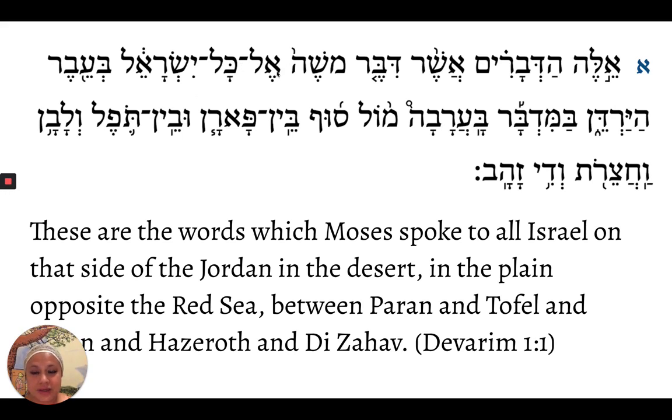Okay, then we have an aleph. And the aleph has a segol, which says e. And then we have a lamed here. So this is el, el. And this means to. Okay.